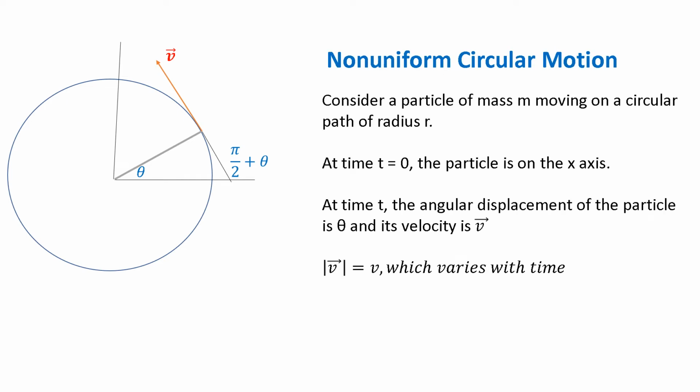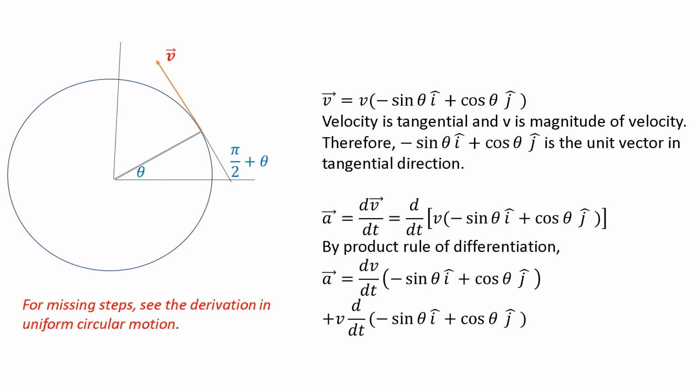Now let us consider non-uniform circular motion. Consider a particle of mass m moving on a circular path of radius r. At time 0, the particle is on the x-axis. At time t, the angular displacement of the particle is theta and velocity is vector v. The magnitude of vector v is scalar v, which means speed. We are assuming that the speed varies with time. Velocity equals v into whole of minus sin theta i plus cos theta j. The derivation of this expression is same as in case of a uniform circular motion.